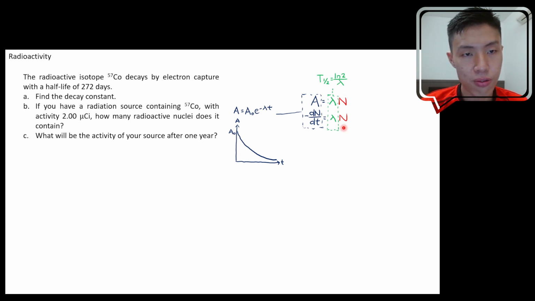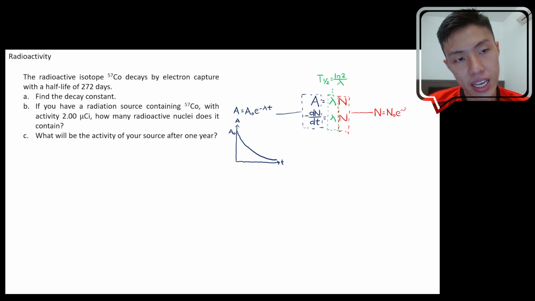Next, for the right hand side of things, what kind of equations are related to the number of radioactive nuclei? If you are focusing on the number of radioactive nuclei, there are two equations that you should take note of. The first one will be similar to what you see on the left, which is how the number of radioactive nuclei changes with time.